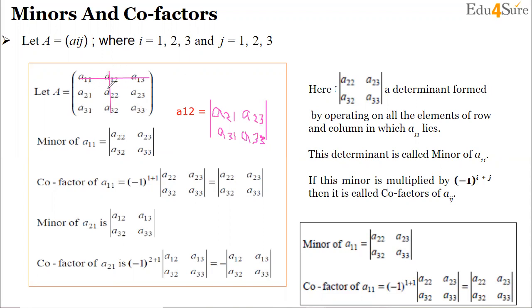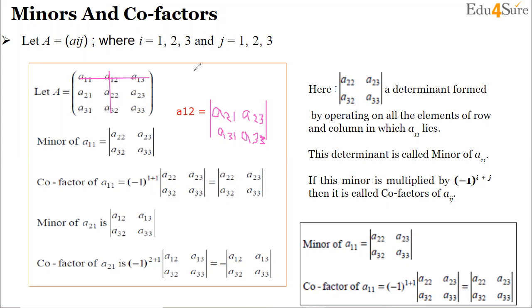I repeat once again, in order to find the minor for that particular element, just hide that row and column, and you will get this minor: A21, A23, A31, A33. You can see A21, A23, A31, A33.